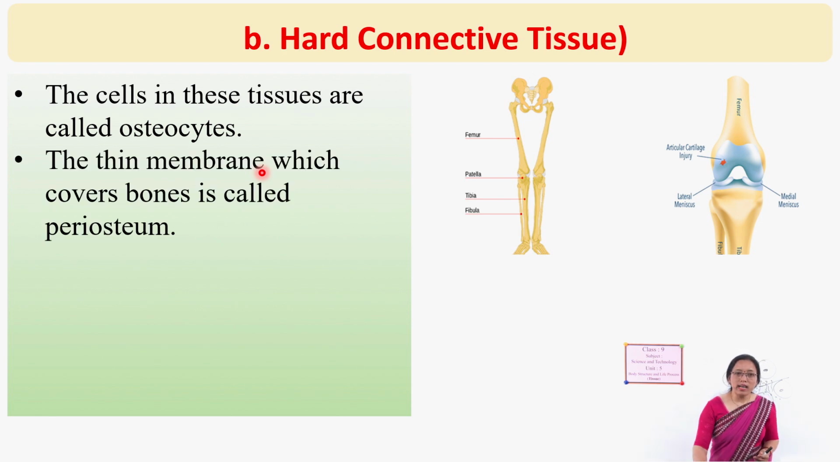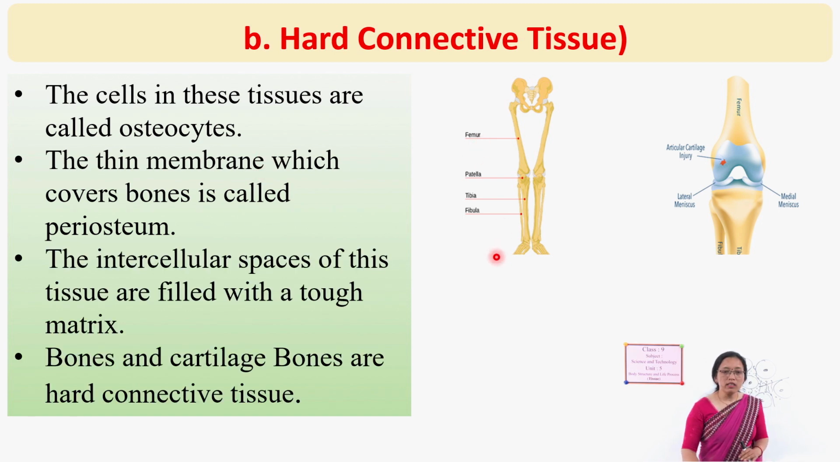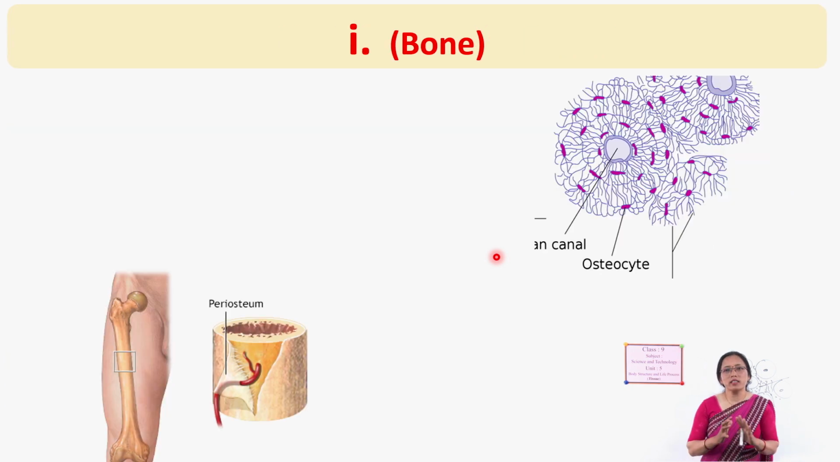And these bones are covered from outside with a very thin membrane. These thin membranes are called periosteum. And these bones and cartilage always connect other systems. That means the whole body is connected with them. That's why these are called connective tissue.